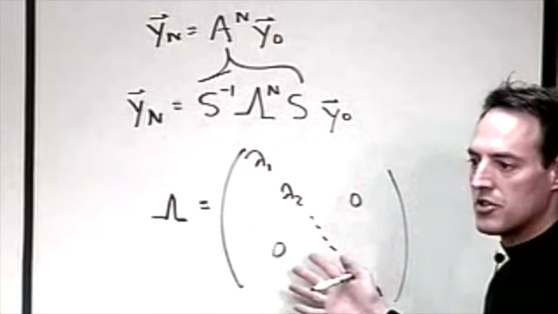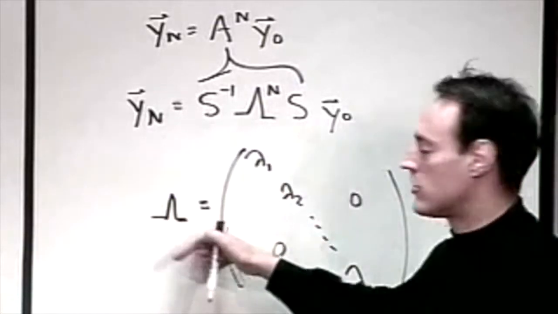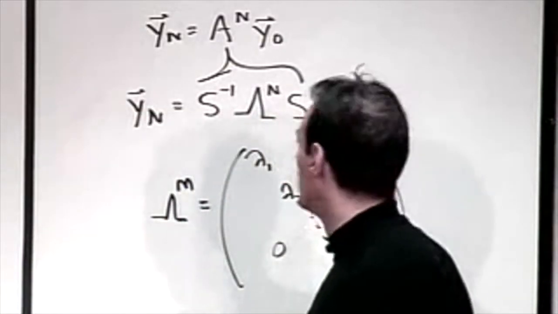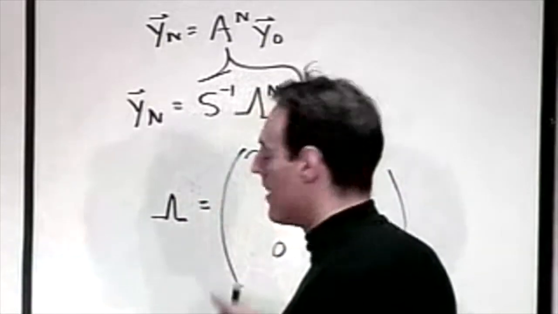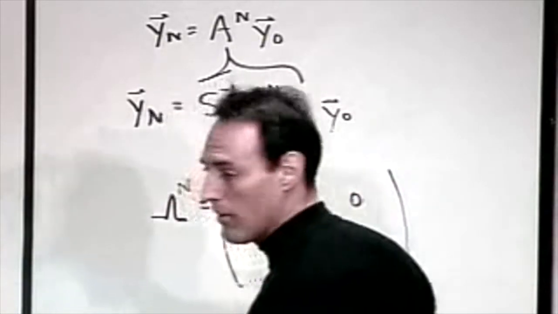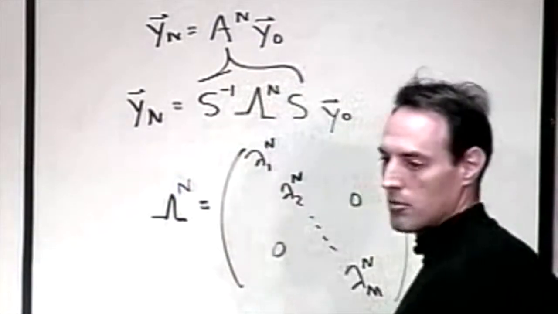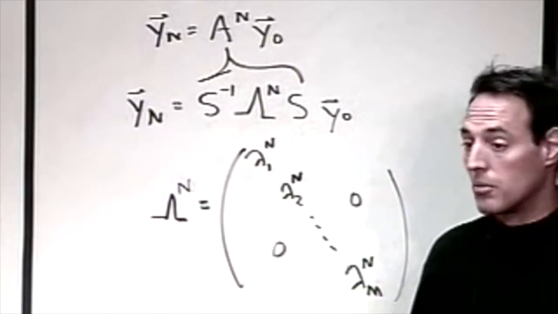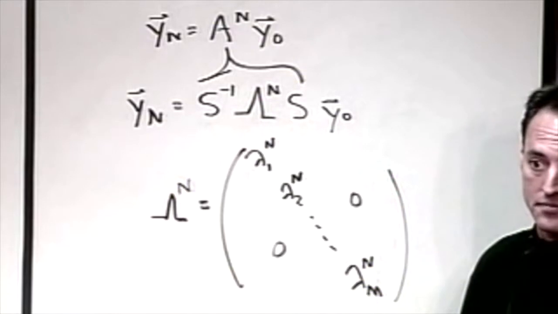Now, the nice thing about this is that if I take this matrix and raise it to the nth power, it's an m by m matrix, but I'm raising it to the nth power. All I have to do then is take the diagonals and raise them to the nth power. So instead of doing all these more complicated linear algebra operations, all I have to do is raise those to the nth power.